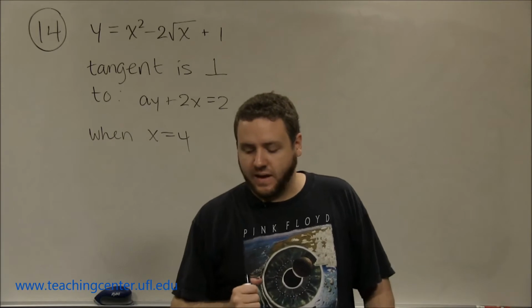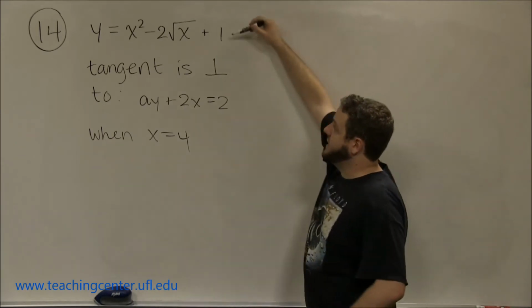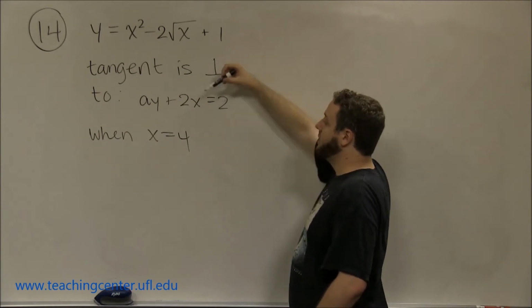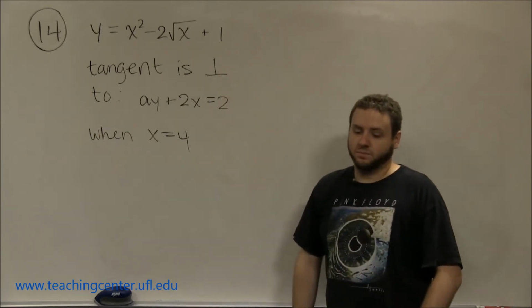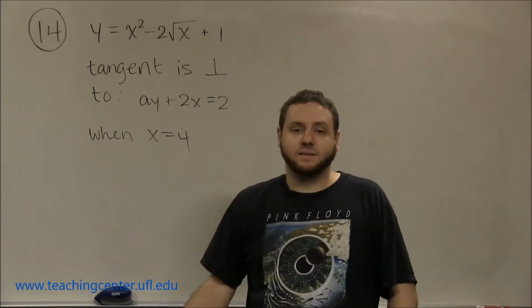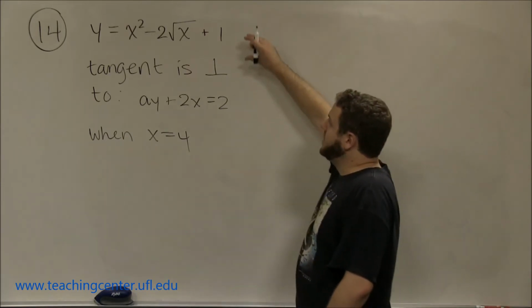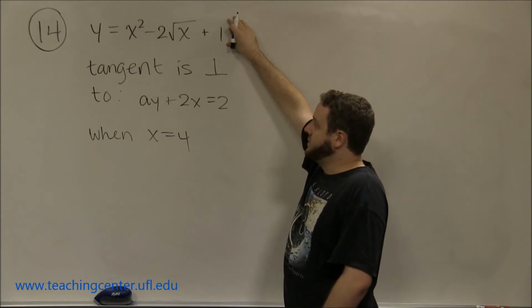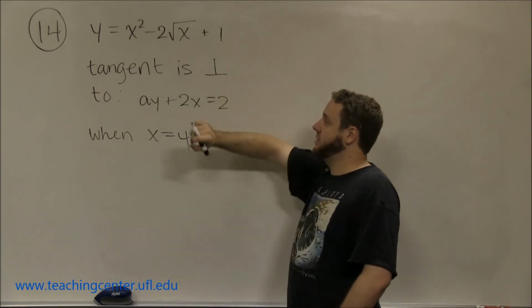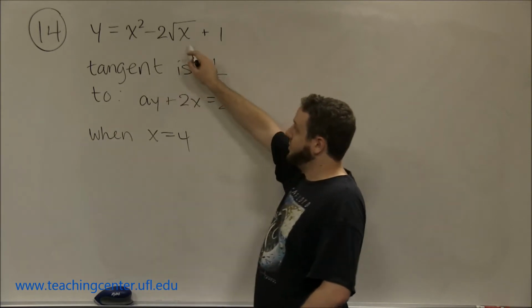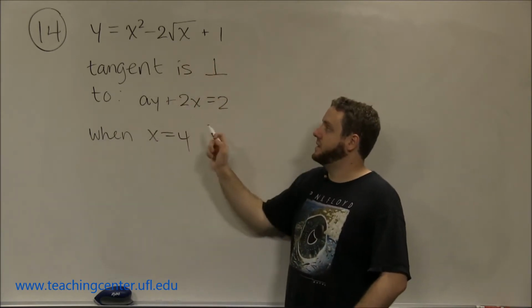So what are the values of a that make the tangent line of this perpendicular to this particular line when x is equal to 4? Or at x equals 4, I should say. So what we need to figure out is we want the slope of the tangent line of this to be perpendicular to this line here.